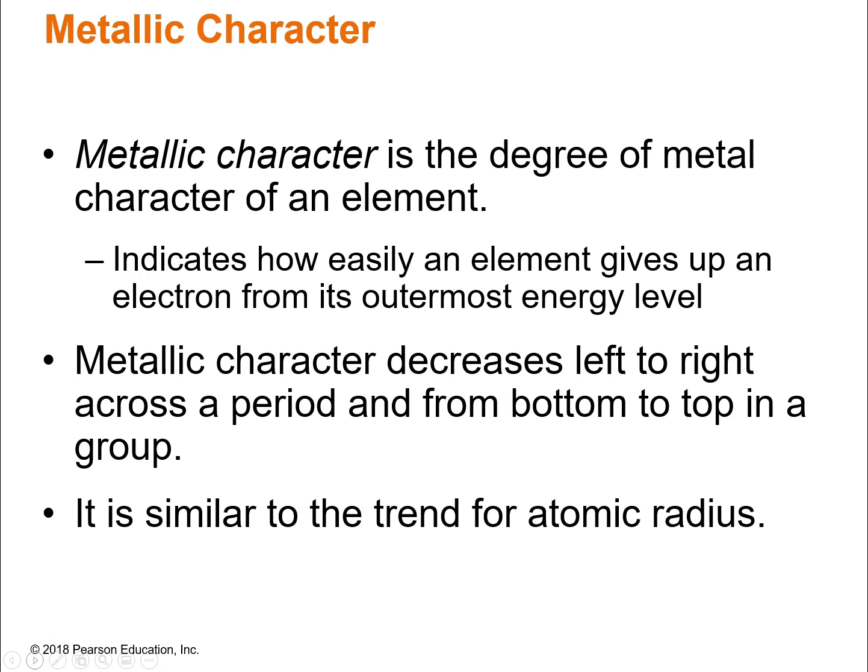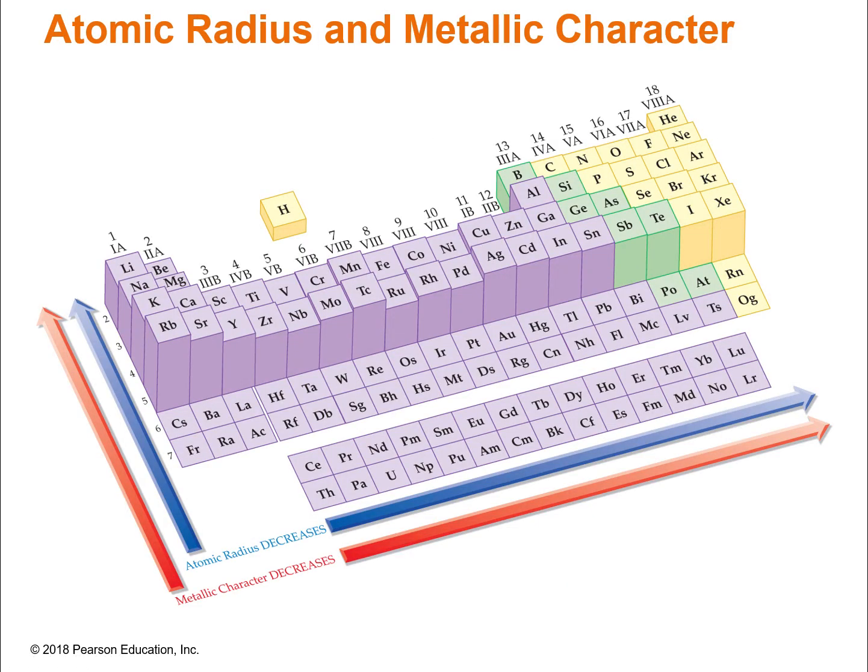The next trend you're going to want to put on your periodic table in a different color from the atomic radius is metallic character. And this is just how easily an element is willing to give up an electron from its outermost energy level. As you go from the bottom to the top and from the left to the right, your metallic character decreases. So it's the same type of trend as atomic radius. It decreases from bottom to top and left to right. So this is an example of what your periodic table should look like. Obviously not in the pseudo 3D like it is here.